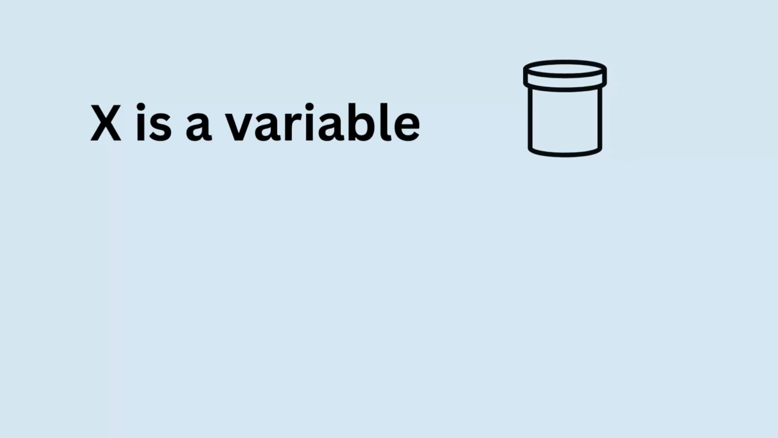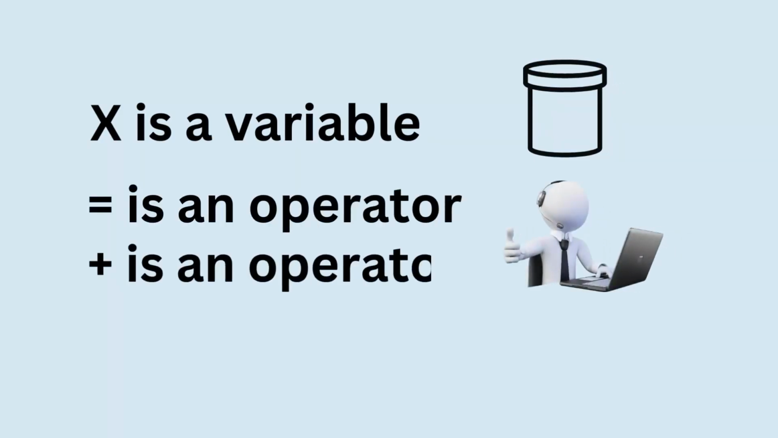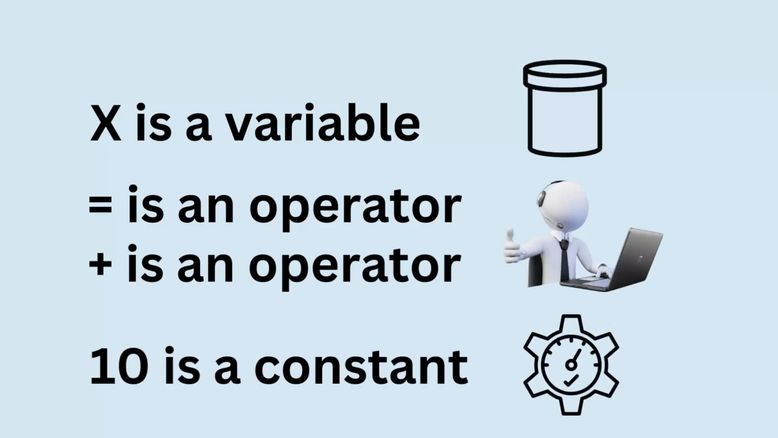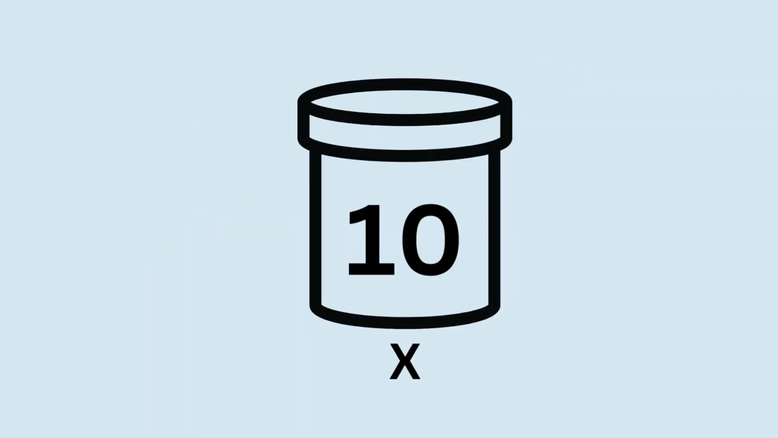In this statement, x is a variable, the equal to symbol is an operator, which signifies storing, the plus symbol means to add, and 10 is a constant value. Thus, this statement asks the computer to add the value already stored in variable x to a constant value 10 and store the result into the same variable x.